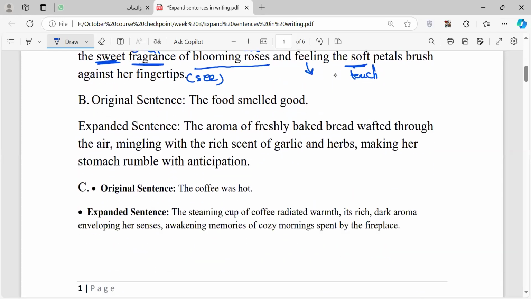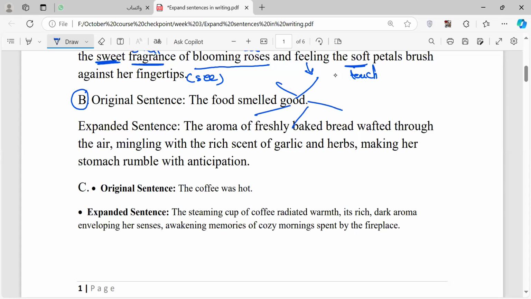Yusuf, read example B to be sure that you already know the technique of the 5 senses. Yes, sir. Original sentence: the food smelled good. Expanded sentence: the aroma of freshly baked bread wafted through the air, mingling with a rich scent of garlic and herbs, making her stomach rumble with anticipation. Thank you.